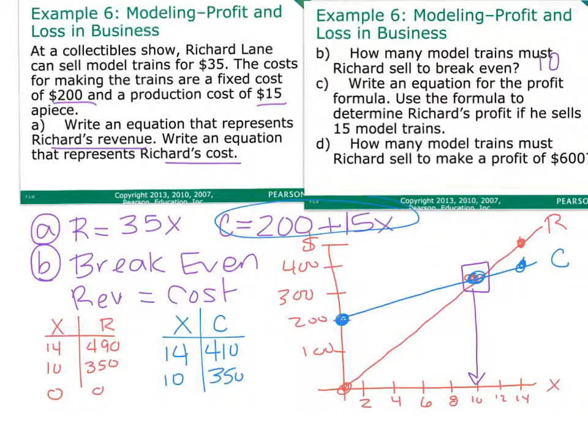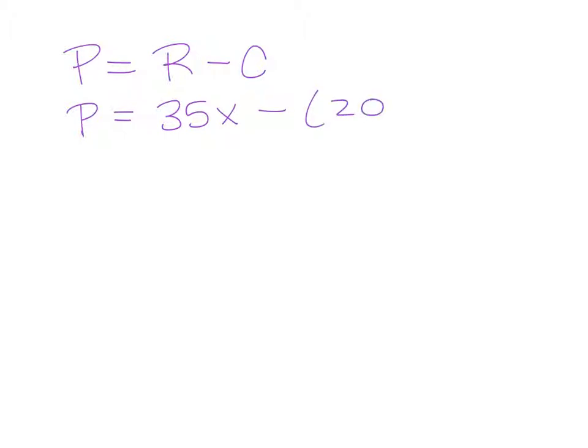Okay, Part C asks for some more details. Part C says to use the formula to determine Richard's profit if he sells 15 model trains. Okay, so we can do that really quick. I'm going to go to a blank slide for you. What you need to know is that profit is equal to the revenue minus the cost. Well, we know that the revenue is 35x, and we know that the cost is 200 plus 15x. I'm using parentheses there because you're going to have to distribute that negative, okay?